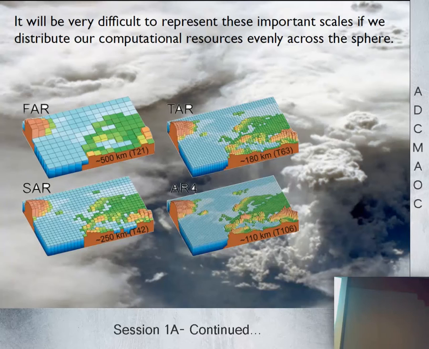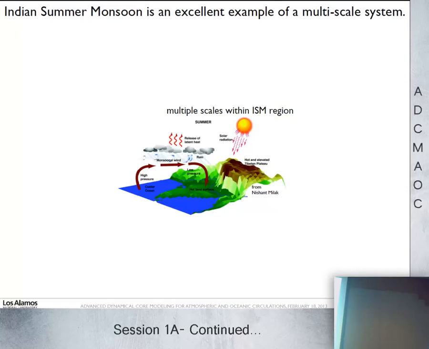But the point here is that quasi-uniform simulation, basically using the same resolution over the entire sphere for all the model components, is a very hard way to get the high resolution. And so, okay, one last slide to motivate this.